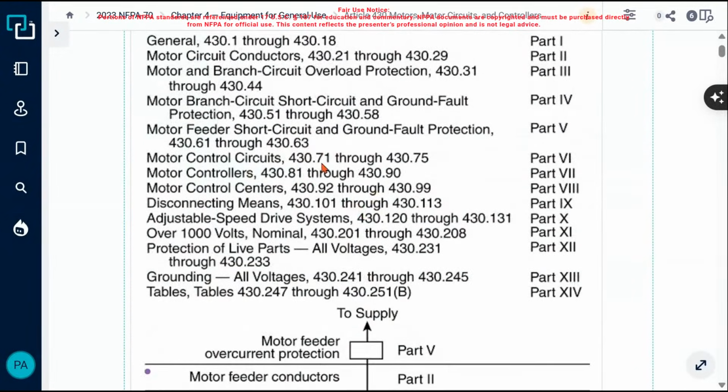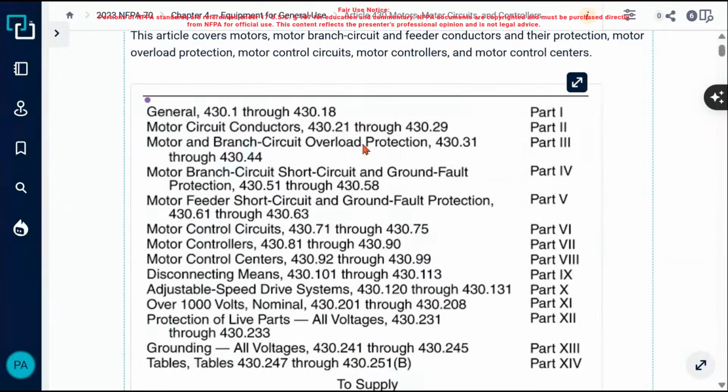But I also have here, okay, what we need to look for. Here's a motor's feeder short circuit, and here's a motor's short circuit. Here we go, motor and branch circuit overload protection. All these little things are right here where we need to find conductors, right? Here's motor circuit conductors, 430.21 through 430.29. Okay, so it says motor circuit conductors. Why is that important?